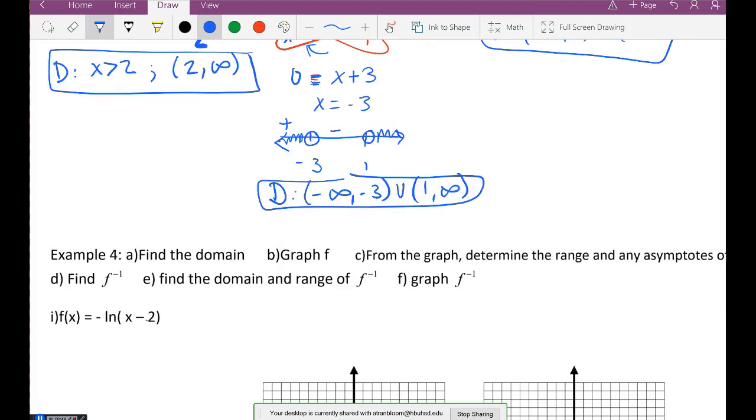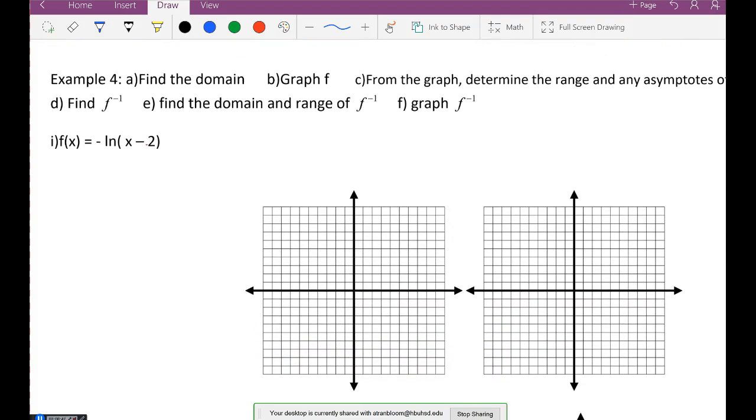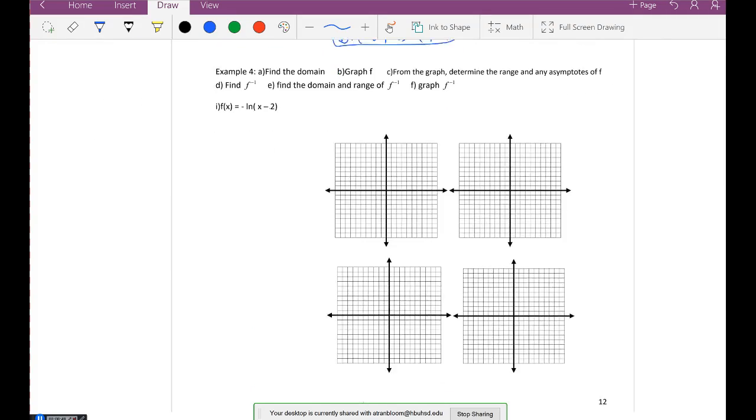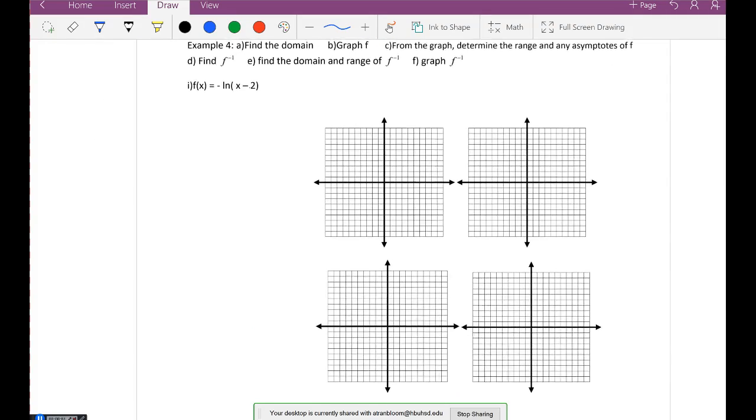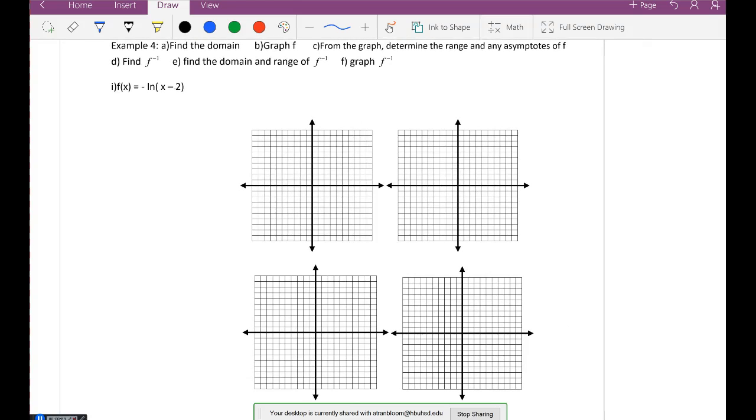All right, let's move on to example 4. Gosh, I need to show all 4 grids. Let's see how this is going to go. Can you see that, by the way? Okay.